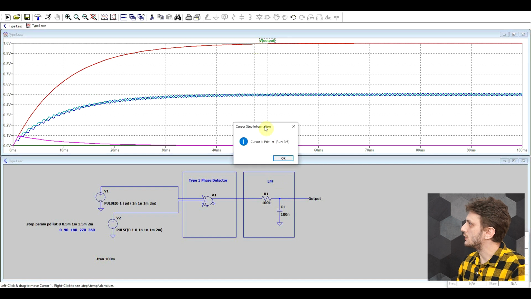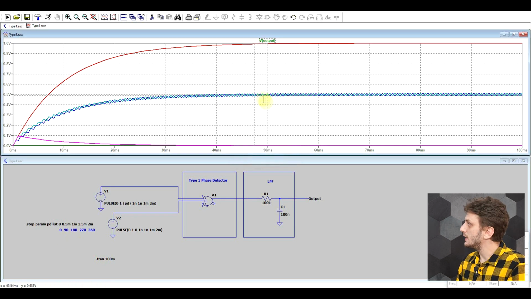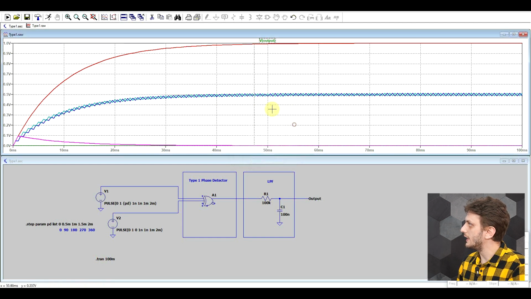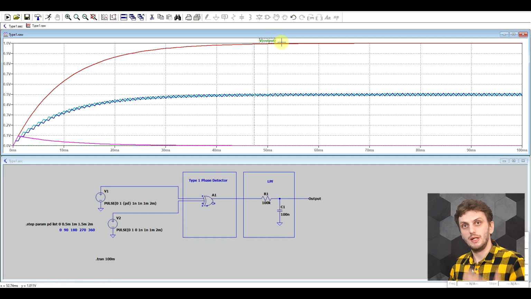Next line, the red one, which is at the maximum value, corresponds to a time delay of 1 millisecond, so 180 degrees. And then afterwards, at 1.5, we're again at 0.5, and finally at 360, the pink one is again at 0. So we can clearly see our output going from 0 phase degrees, 0 volts output, through the middle value at 90 degrees, up to the maximum value at 180, and then it goes back down to 0.